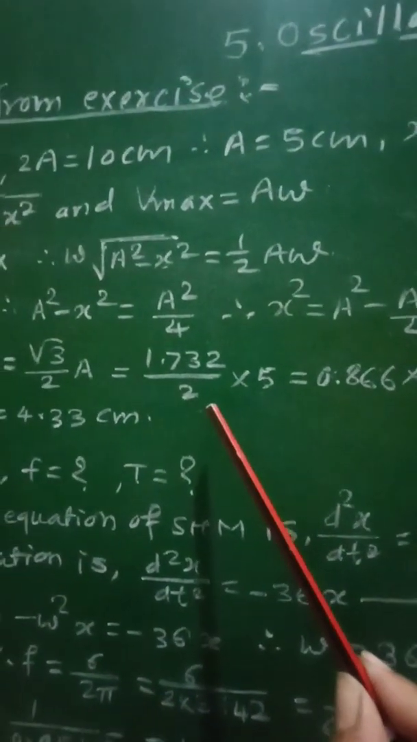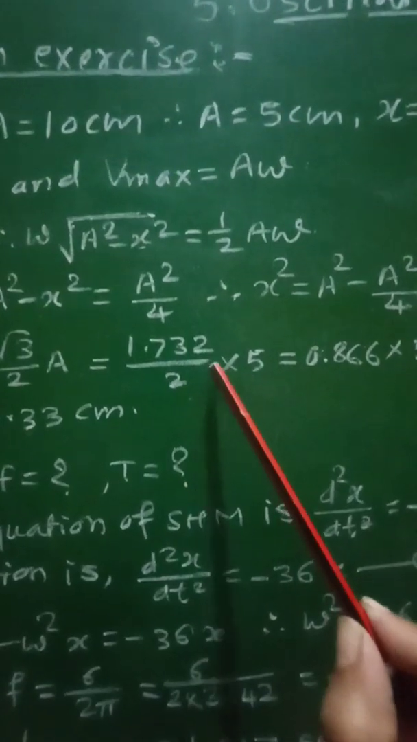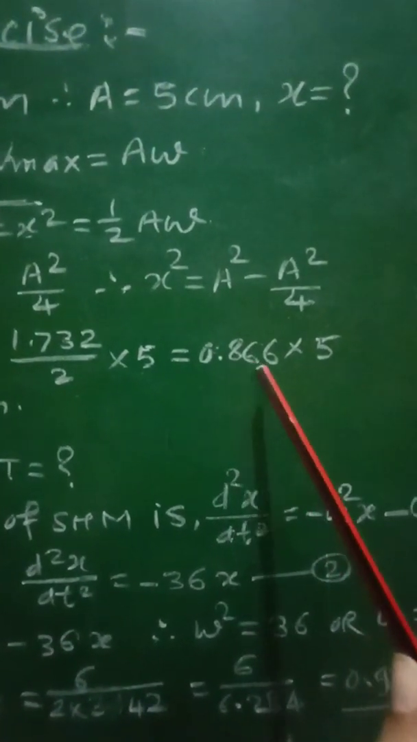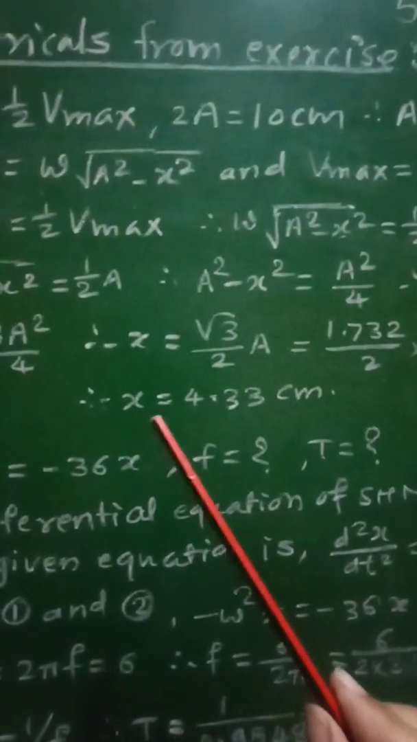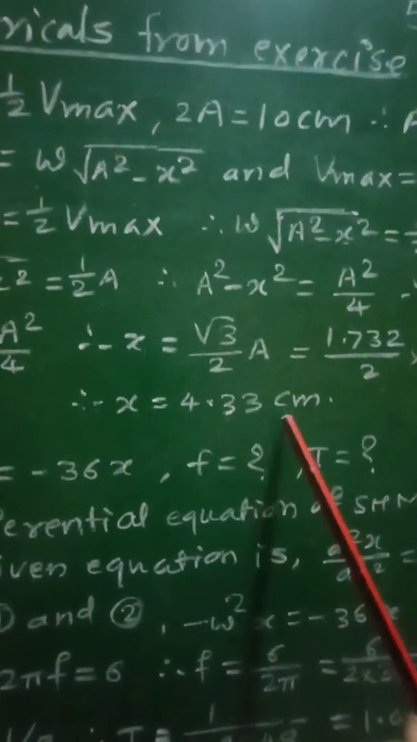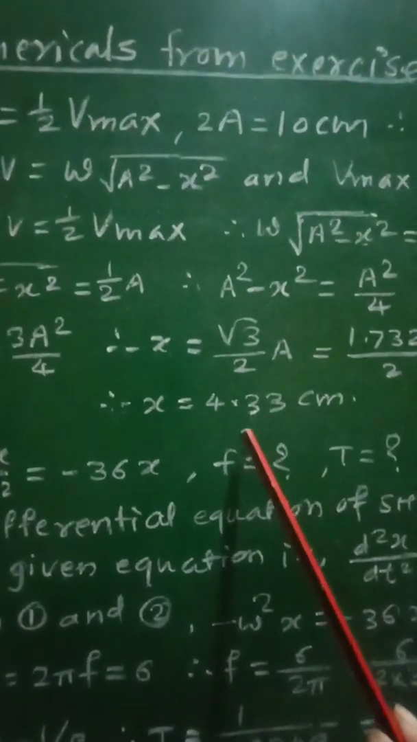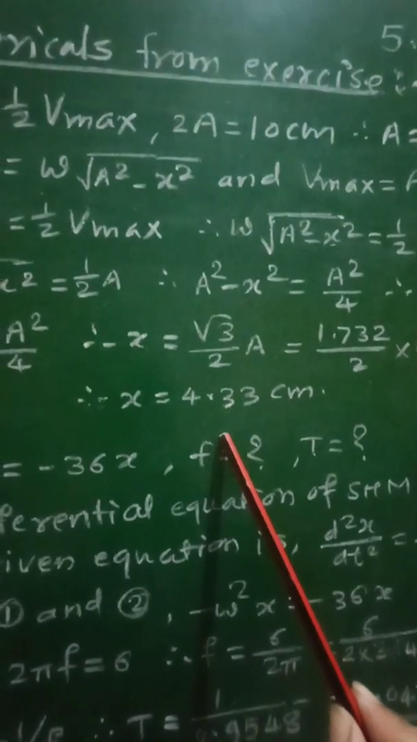Then root 3 by 2, that is 1.732 upon 2, its value is 0.866, and it will be multiplied by 5, and therefore x will be equal to 4.33 centimeter. x is equal to 4.33 centimeter, which is the required answer.